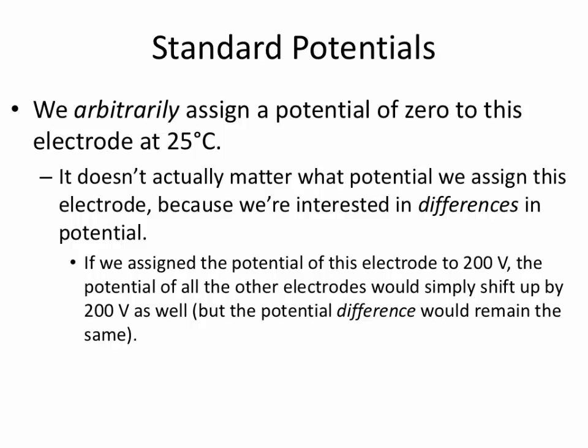Now, because this is our reference electrode, we're going to arbitrarily assign a potential of 0 to this electrode, our standard hydrogen electrode, at 25 degrees C. Now it doesn't actually matter what potential we assign this electrode because we're interested in differences in potential between this electrode and other electrodes. For example, if we assign the potential of this electrode to 200 volts, then the potential of all the other electrodes would simply shift up by 200 volts as well. But bear in mind that the potential difference would remain the same. And thus, if we're going to arbitrarily assign a value, we might as well arbitrarily assign a 0 to this.